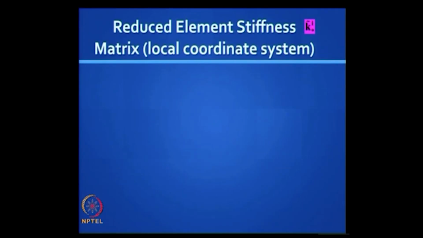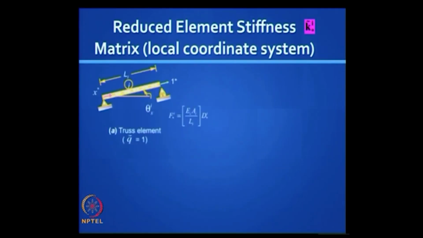So let's look at the different types of reduced element stiffness matrices. Take this, it's a 1 by 1 matrix, right? Only 1 degree of freedom.